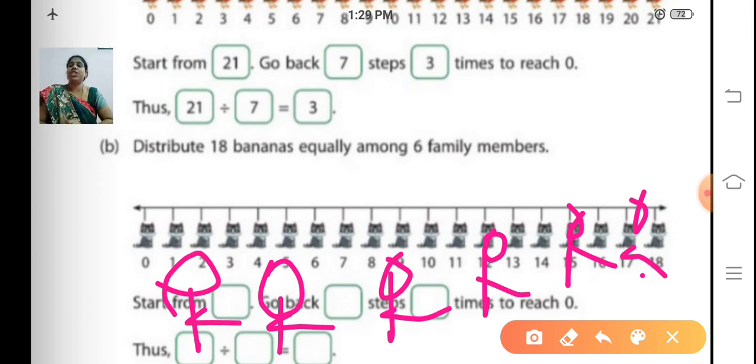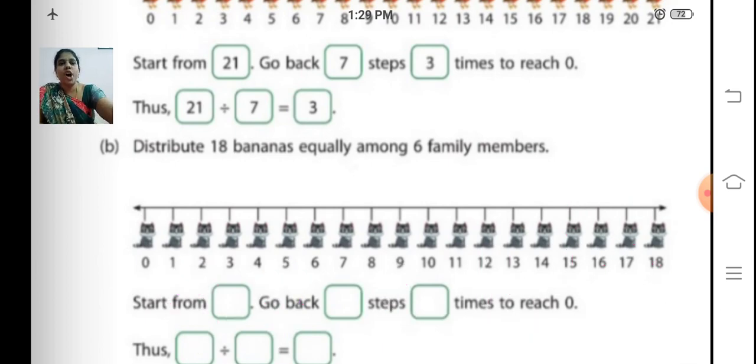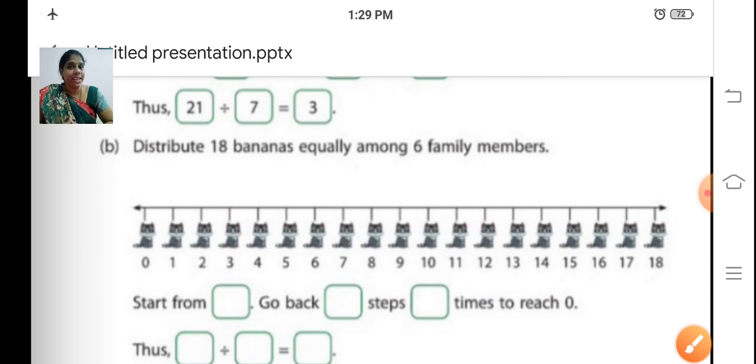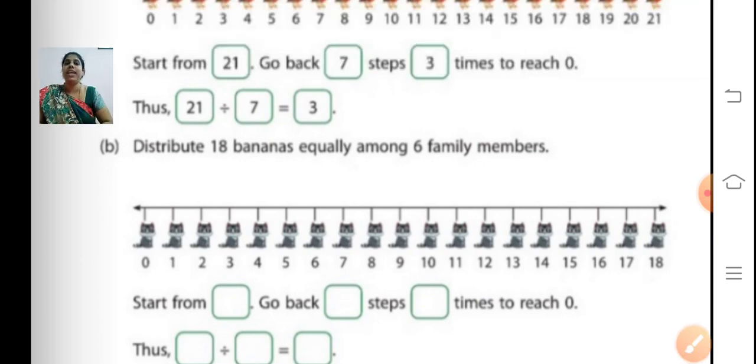Now we have to distribute these 18 bananas equally to all the 6 family members. How will you do this? Shall we do it on a number line? Yes. So how many bananas are there? 18. So draw a number line. It is already there.